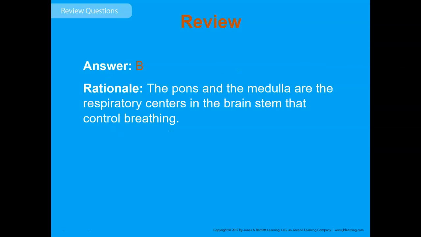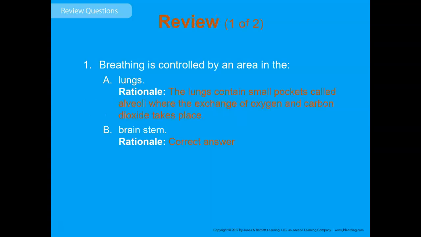So answer B. The pons and the medulla are the respiratory centers in the brainstem that control breathing. Now let's take a look at what's right and what's wrong. Breathing controlled by an area in the lung. So the lung contains small pockets called alveoli. Remember those little berry-like sacs where the exchange of oxygen and CO2 take place. So it's not controlled by that. That's where the magic happens, okay?